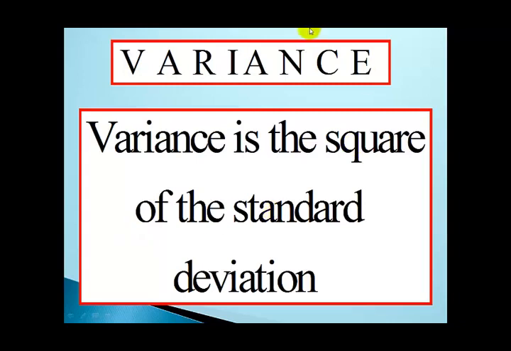Now we have variance. Variance is the square of the standard deviation. So after calculating the standard deviation, when you square your answer, whatever you are getting, we call it the variance. That is all.